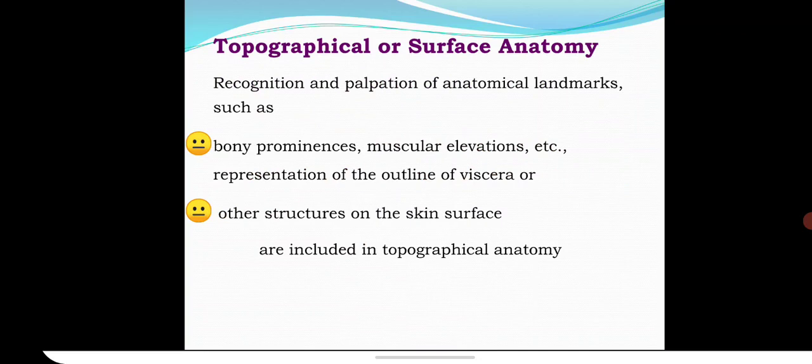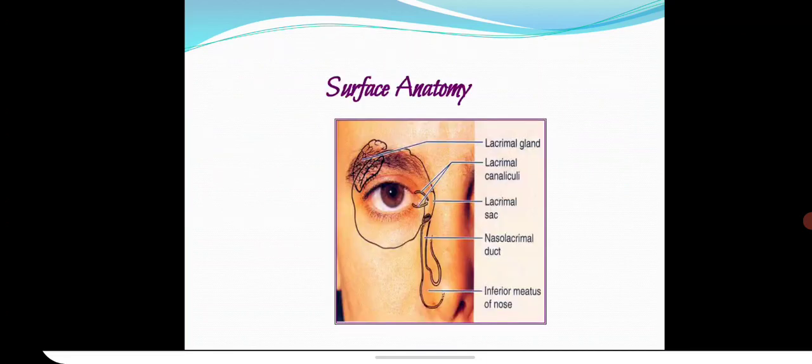Topographical or surface anatomy is very much important if you have to know the living anatomy. So, recognition and palpation of anatomical landmarks such as bony prominences, muscular elevations, outline of the viscera, so that if you know, it will be easy for you to examine the patients or to do surgeries in the patients. So, this is the way surface anatomy will help you to identify the structures. So, this surface anatomy demonstrates the lacrimal system or lacrimal apparatus.